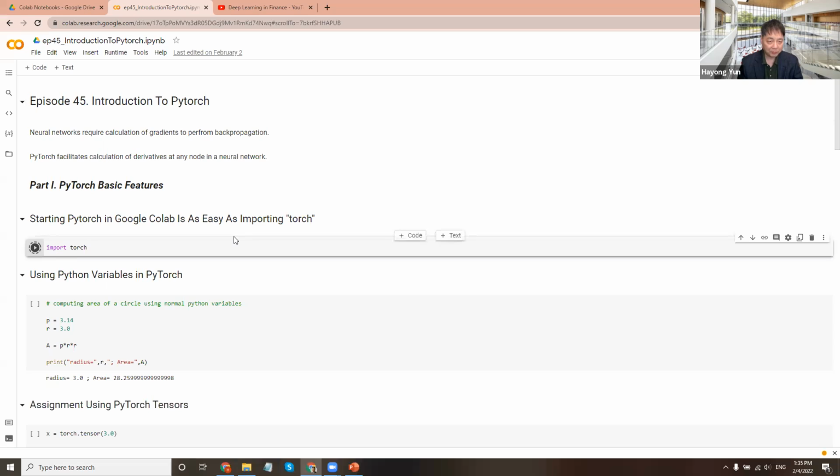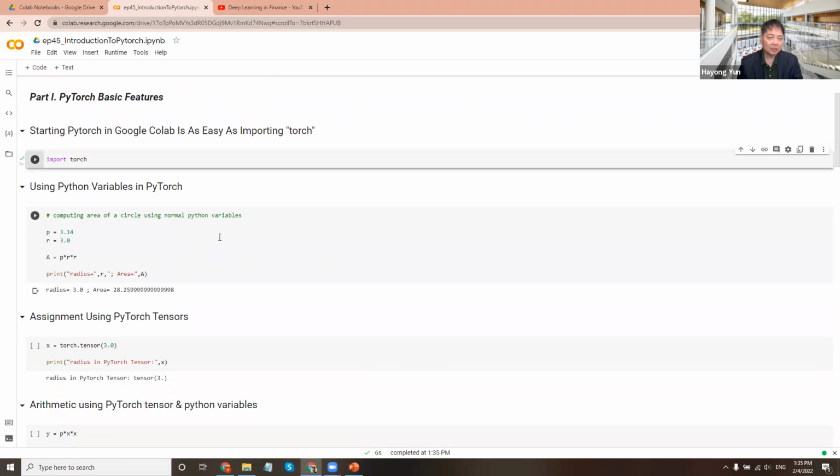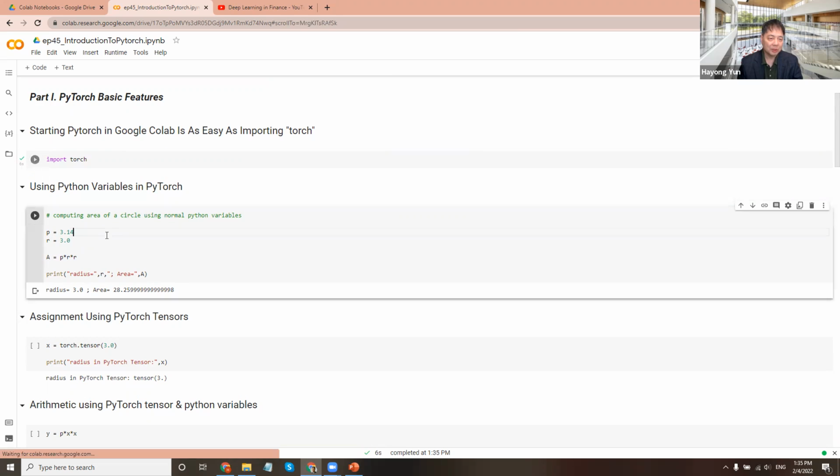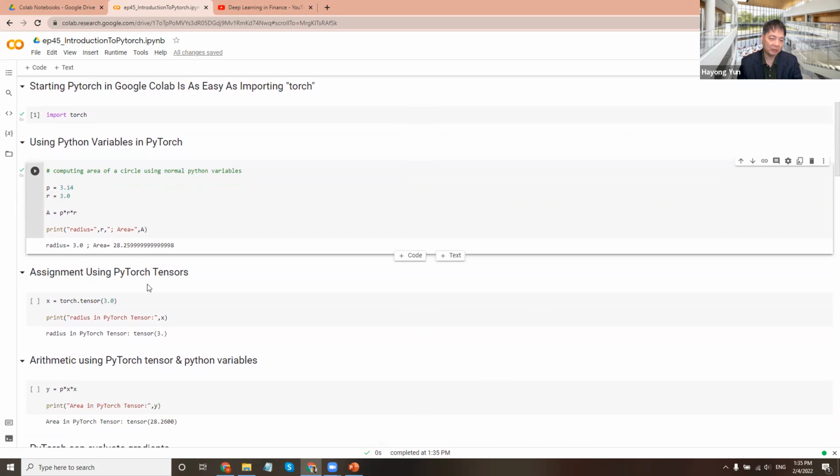So here we see how PyTorch works. Installing in Google Colab is very easy. Just import torch, that's all. And then you can use just Python variables like in PyTorch. So for example, here, p equals 3.14, that's pi. And then let's compute the area of the circle. Pi r squared, r is 3, p r squared is a. So you can just use PyTorch like a normal calculator.